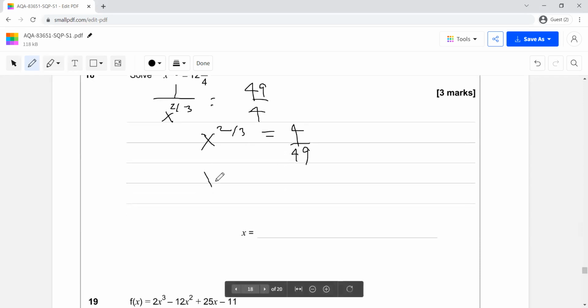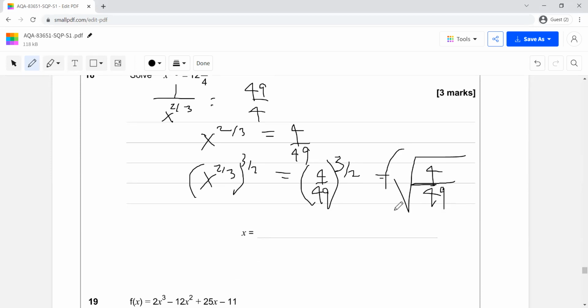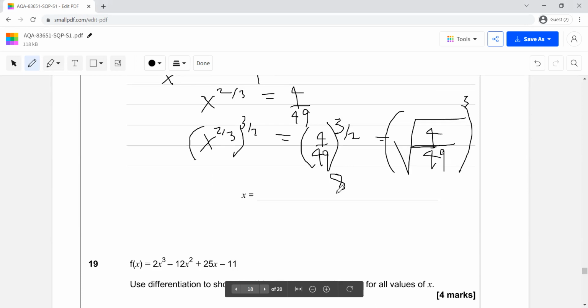Now, to simplify this, we can raise both sides to the power of 3/2, so x to the 2/3 to the power of 3/2 is equal to 4/49 to the power of 3/2. So this is the square root of 4/49 cubed. So this is 2/7 cubed, which is equal to 8/343.